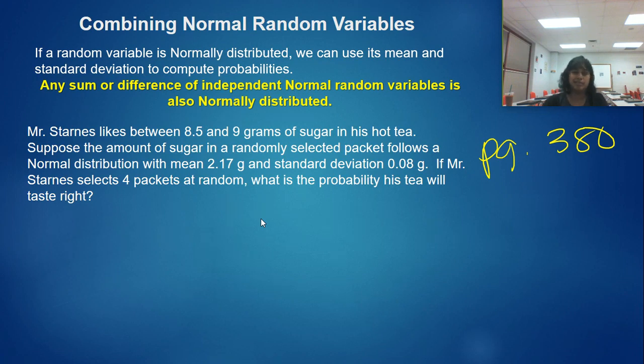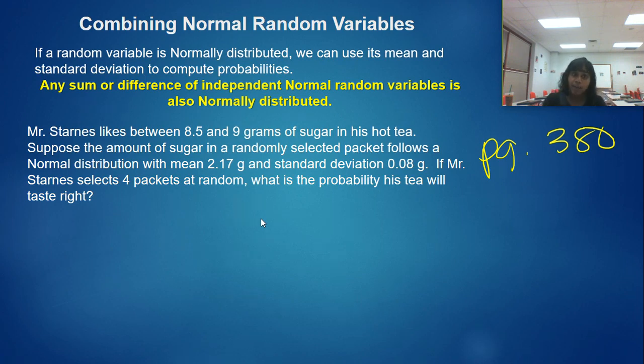Well, that's a heck of a paragraph to read. So I'm going to pause and interpret that for myself, especially the question. So I see this as if I select 4 packets at random, then if I add up all of their masses, I want to know the probability that the mass of the 4 packets will be between 8.5 and 9 grams of sugar, because that would make his tea taste just right. So again, I select 4 packets at random. If I add up their 4 masses, will the sum be between 8.5 and 9 grams?